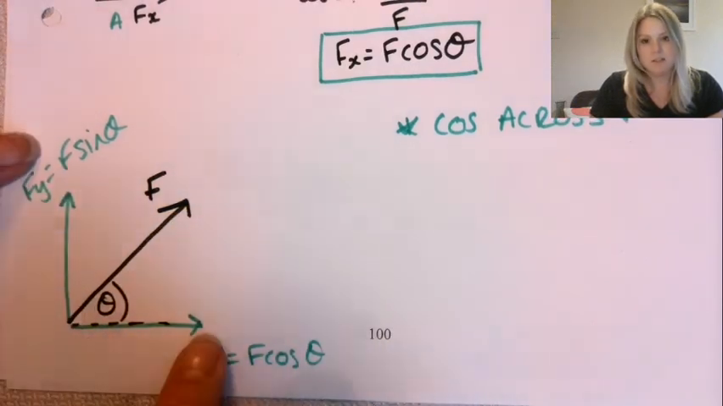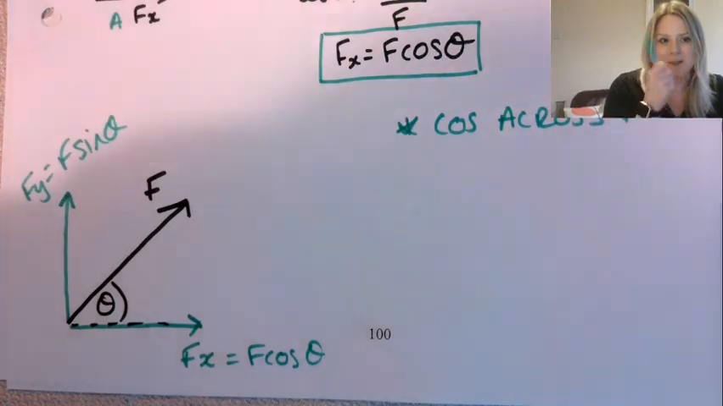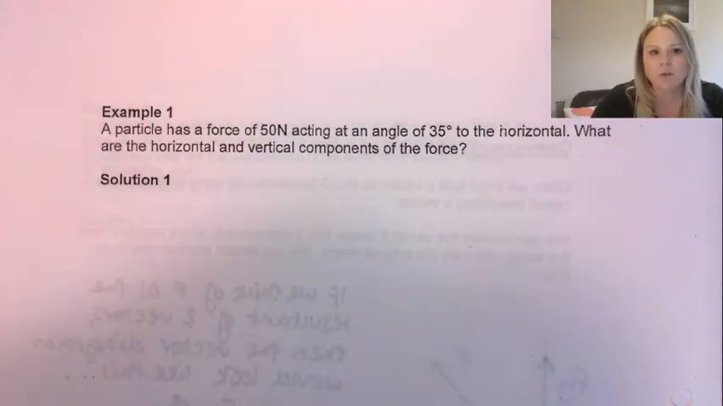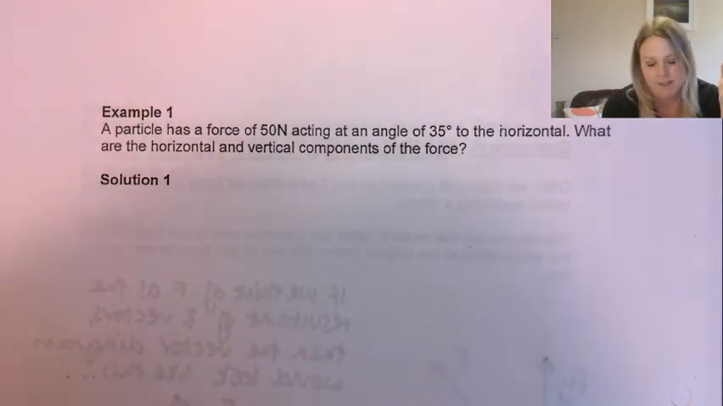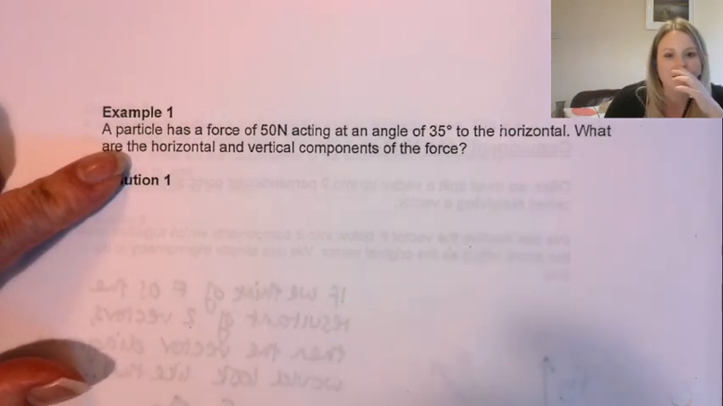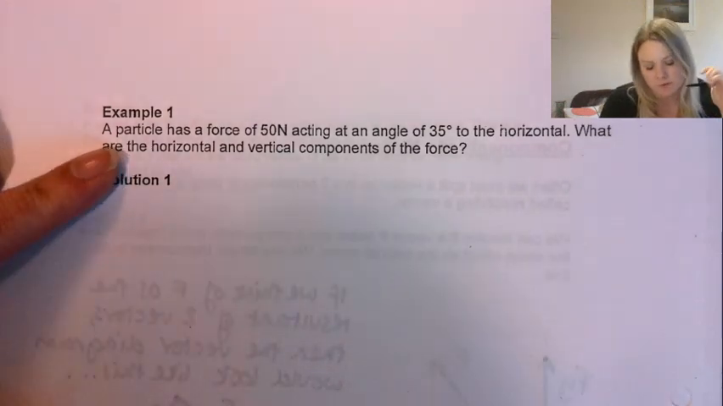And by doing this, it just means we'll be able to start to apply Newton's laws and things like that once we get there. Okay, over onto 101 then, we are going to do a few examples before you just get practicing this resolving technique. So example 1: a particle has a force of 50 newtons acting at an angle of 35 degrees to the horizontal. What are the horizontal and vertical components of the force?